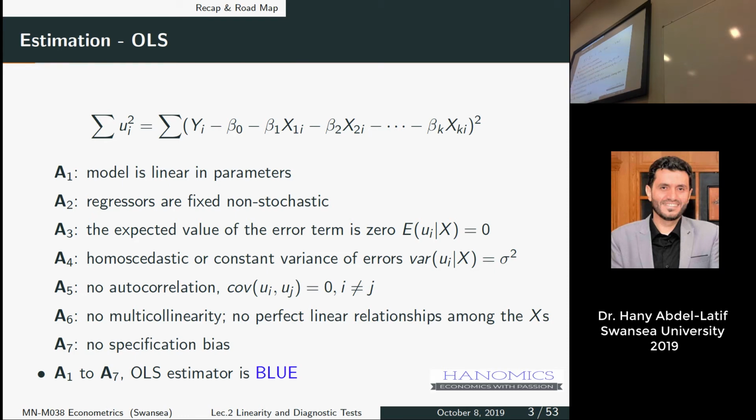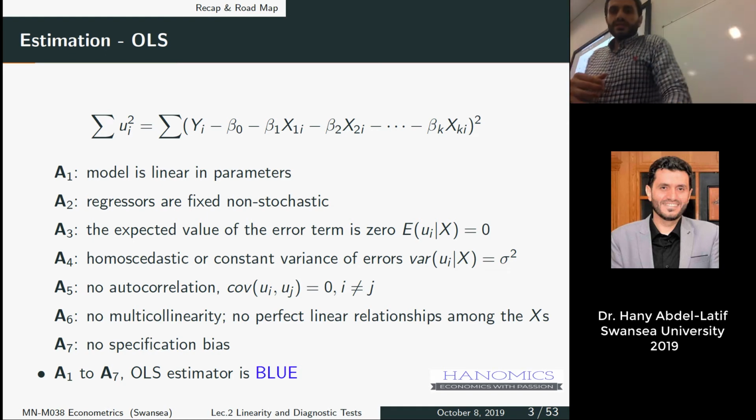We already know now what we mean by linear in parameters. I said if these assumptions are valid, then our OLS estimator is BLUE, the best linear unbiased estimator, and we explained what that means. Because these are assumptions you make about something that you don't know, which is the error term, you need to test whether these assumptions are valid or not. So in the rest of this lecture and the next lecture, we'll be talking about diagnostic tests, how to actually test for these assumptions.